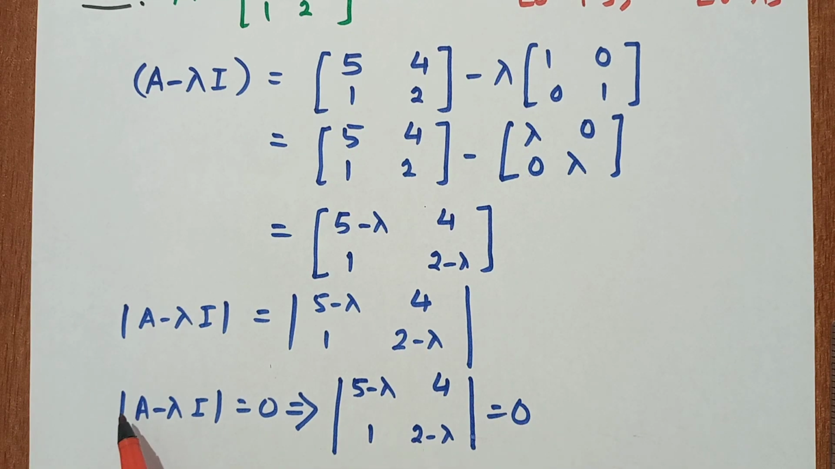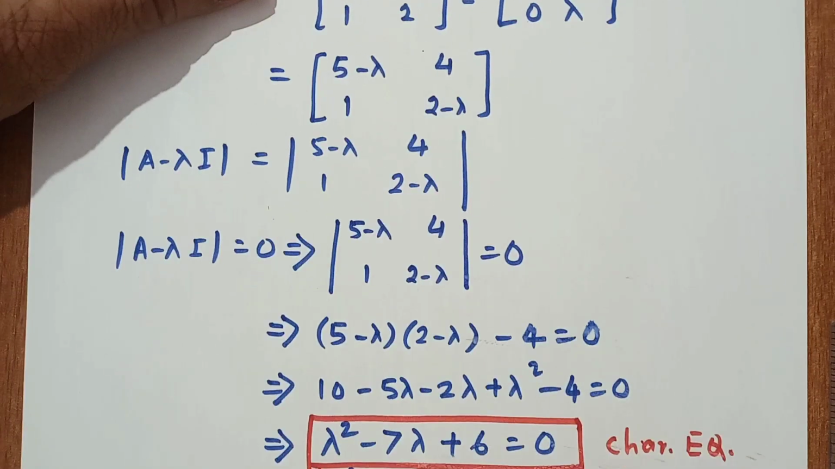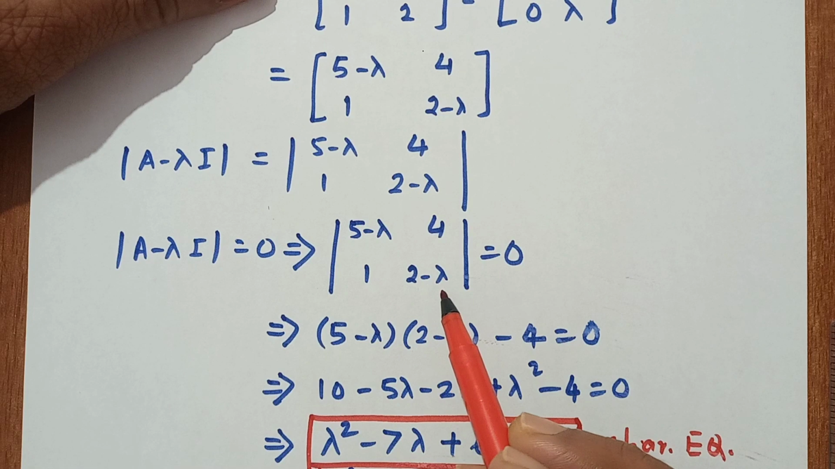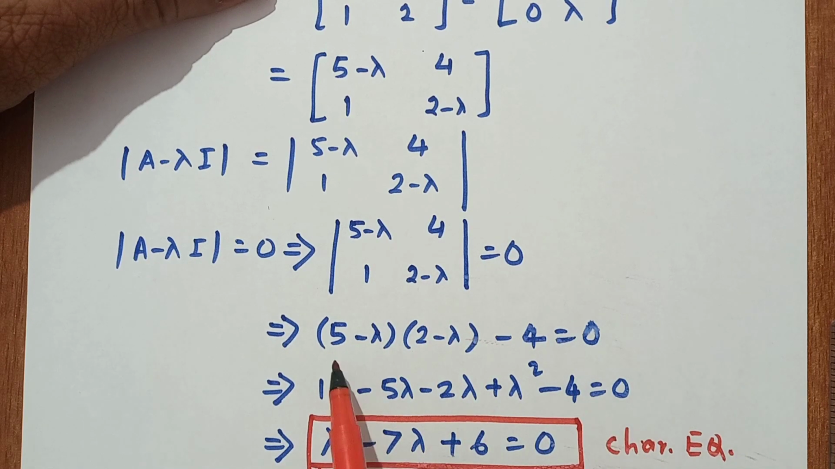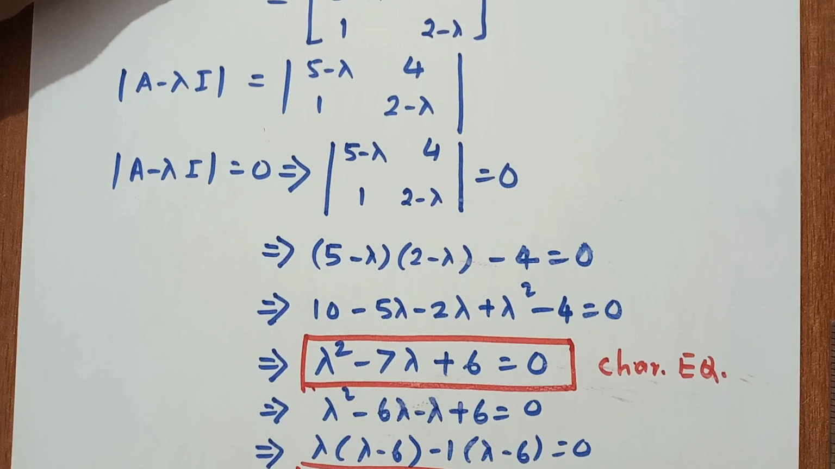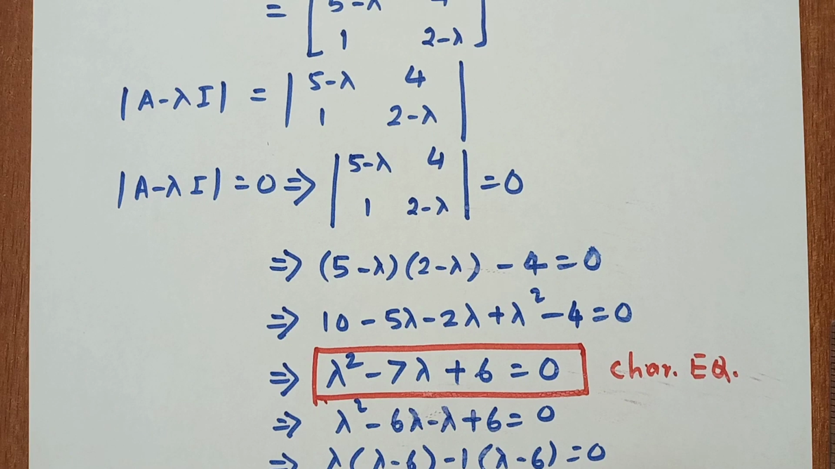If this is equal to 0, then it reduces to the characteristic equation. So determinant of A minus lambda I equal to 0 means this thing. This is called the characteristic equation, which is in terms of lambda. It is very easy to solve: (5 minus lambda)(2 minus lambda) minus 4 equal to 0. On solving we get an equation in terms of lambda. Since our matrix is a square matrix of order 2, the equation in lambda is of second degree. This is called the characteristic equation, and it can be solved very easily.